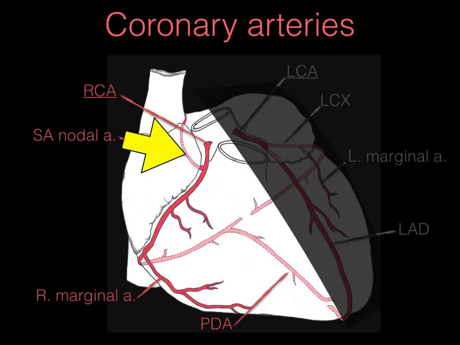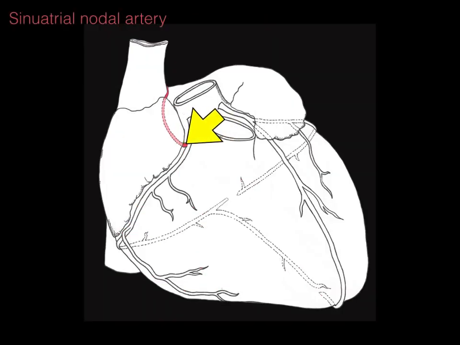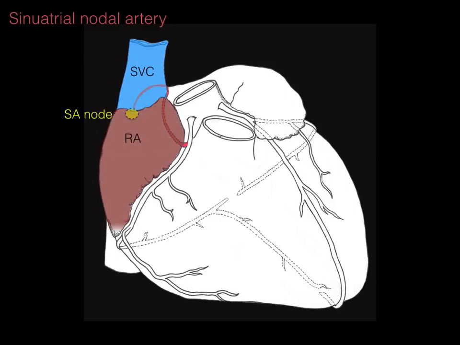Next one is the SA nodal artery. This artery arises from the right coronary artery, courses up on the top of the heart, then dives deep into the tissue. It's why it's kind of ghosted in there, and it supplies the SA node, which is located between the superior vena cava and the right atrium, and the SA node, or the pacemaker, initiates the conduction system of the heart.